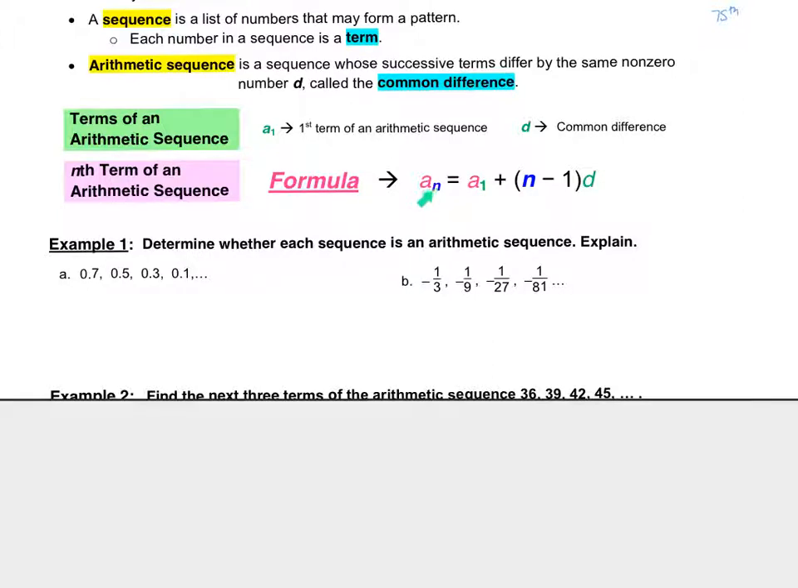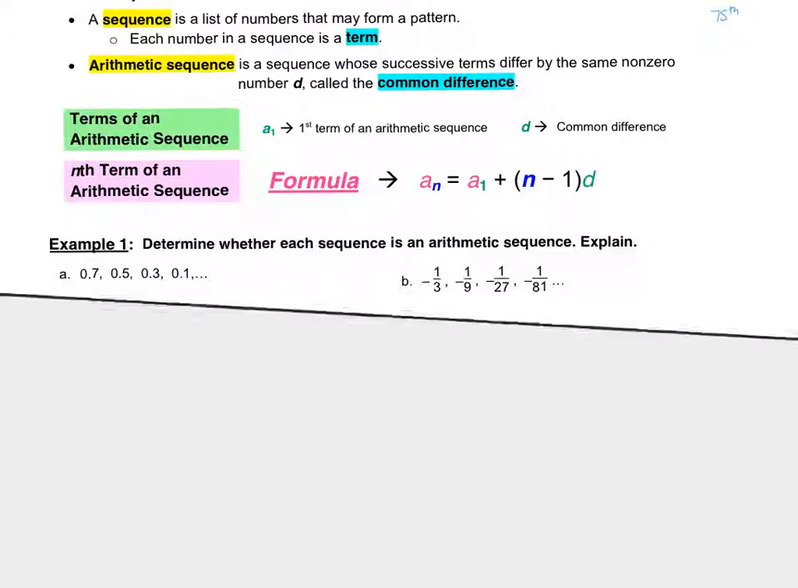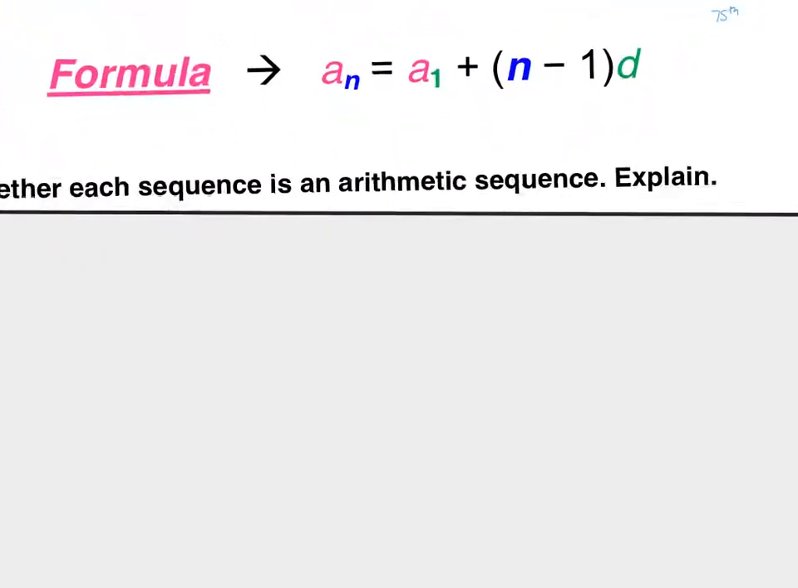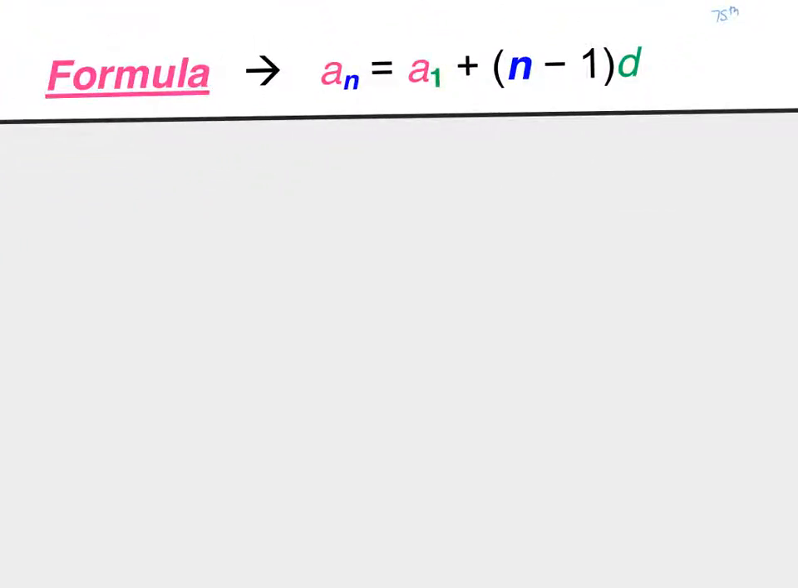The nth term of an arithmetic sequence is equal to a sub 1, which means the first term, plus however many n is, minus 1 times d. That's, again, lots of algebra that I'm going to explain to you because I don't want you to just memorize, I want you to understand.